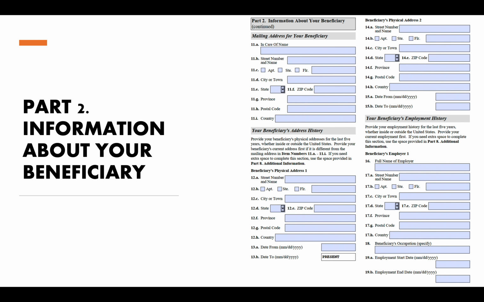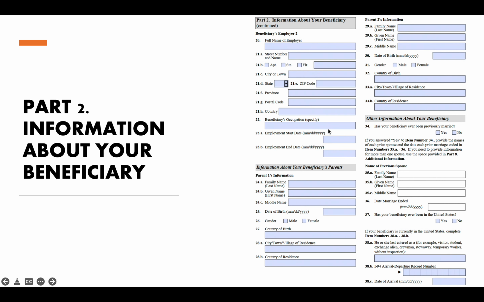Provide the names and addresses of your beneficiary's employers, occupations, and the dates of employment for the jobs your beneficiary has held over the past 5 years. So up until 23, that would be about your beneficiary's employment history.